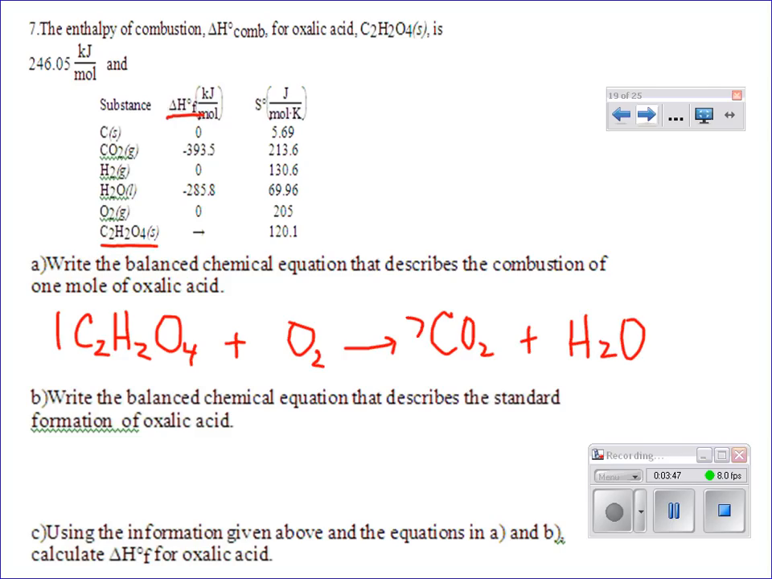So I need 2 C's and I've got 2 H's. At this point I have 5 O's on the right and 6 O's on the left. I've got to get rid of 1 O. What do you think the best way to do that is? I can't change this. I'm only combusting 1 mole. How can I get rid of an O on the left? Put a half here, exactly.